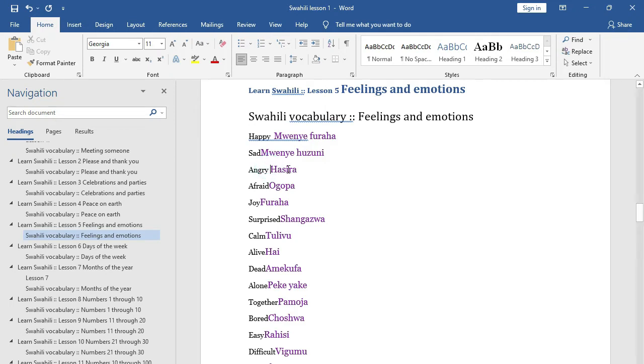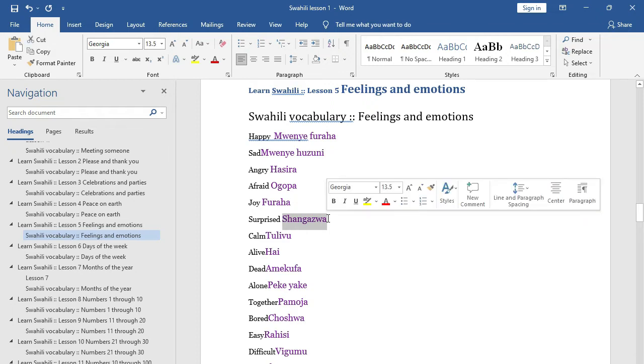Angry is hasira. The next word is afraid. Ogopa. The next word is joy, which is furaha. The next word is surprised. Swahili is shangazwa.